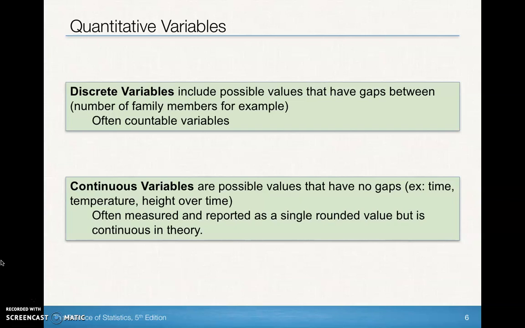Sometimes this can be confusing because when we record temperature, we only write one temperature, and then we record another temperature, and then we record another temperature. But we're just writing down single rounded values. In general, though, it's a continuous variable.